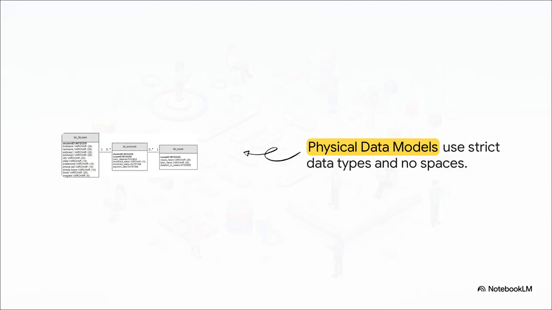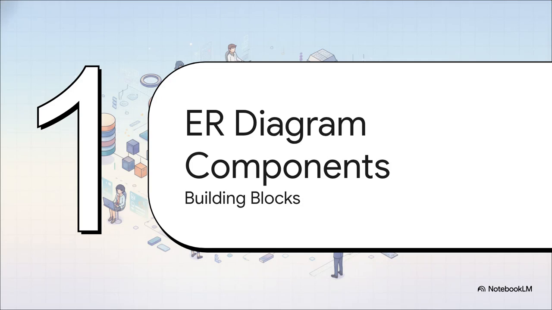And this brilliantly illustrates that physical model. Notice the difference? We've dropped the spaces in our names, mainly because spaces make writing database queries a total nightmare. But even more importantly, we've assigned strict data types, like varchar for variable strings of text or integer for numbers. This tells the specific database management system exactly what kind of data is expected and how to safely store it on the hard drive.